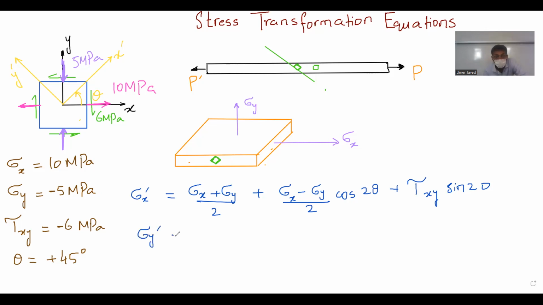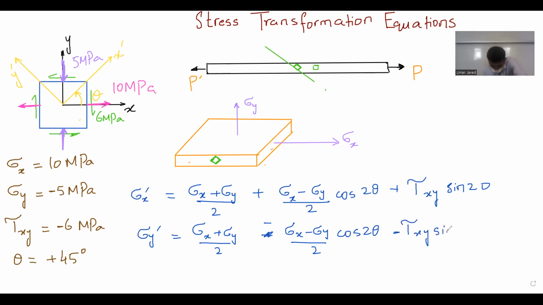Stress Y prime is equal to stress X plus stress Y divided by 2, plus stress X minus stress Y divided by 2, I'm sorry, this is not plus, divided by 2. Again, expressions, minus tau xy sine of 2 theta.